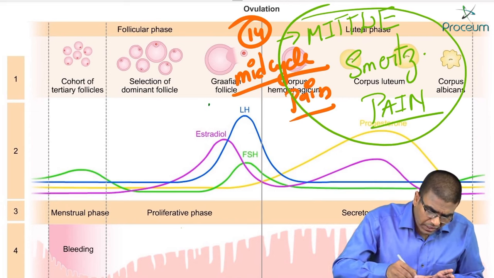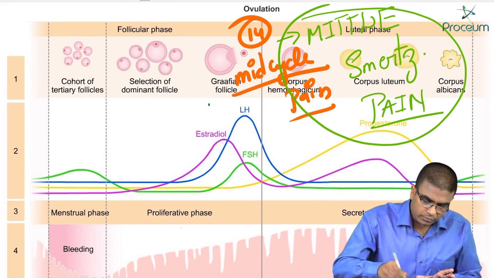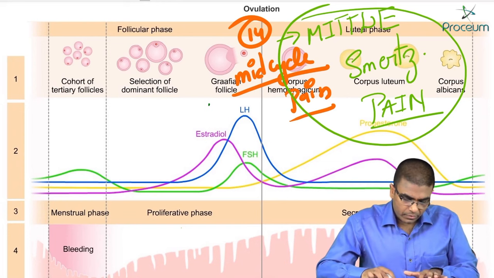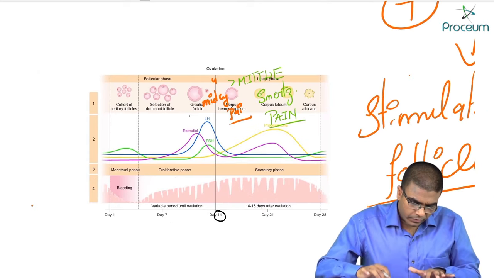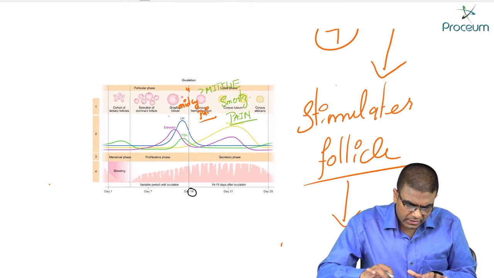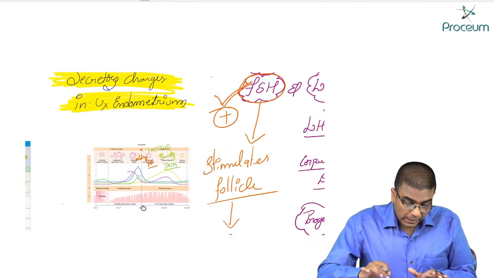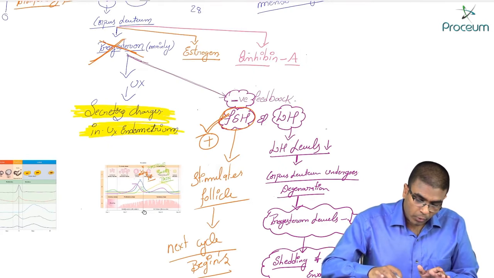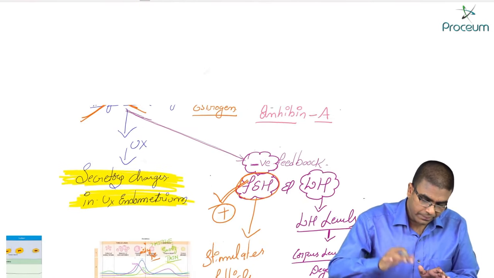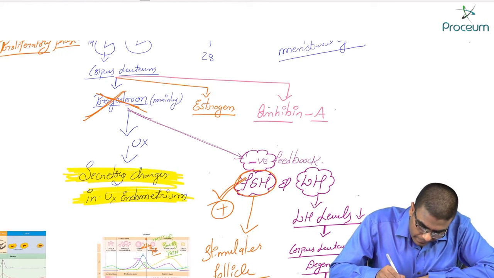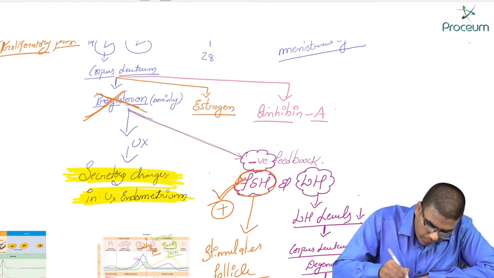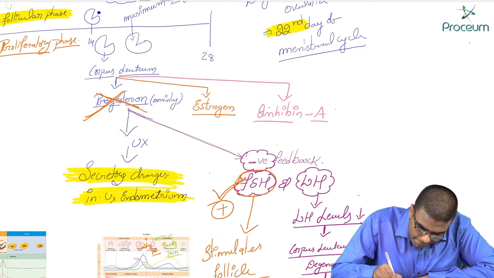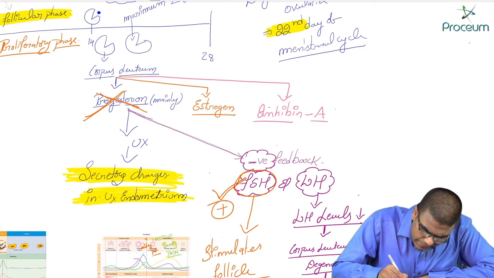So, after that, what else do you have to keep in mind? We have almost discussed everything. We have discussed all the important events. Let me tell you one more important function. Guys, concentrate here. Inhibin A. This is the last topic. Inhibin A.